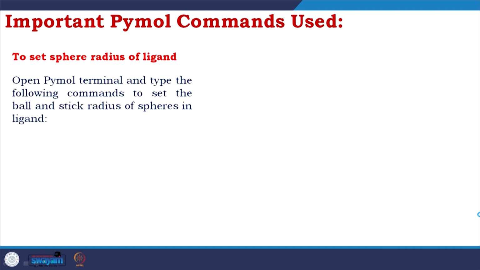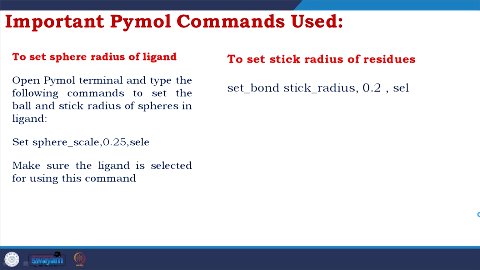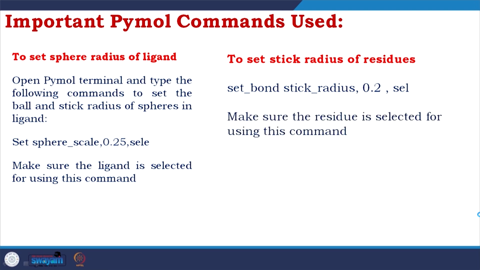To set the sphere radius of ligand, open the Pymol terminal and type the following command to set the ball and stick radius of the spheres in the ligand. Set sphere underscore scale 0.25, selection A. Make sure the ligand is selected for using this command. To set the stick radius of residues, set underscore bond stick underscore radius 0.2, selection A. Make sure the residue is selected for using this command.